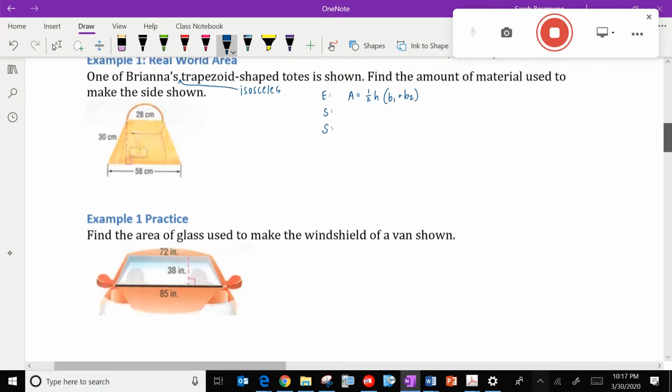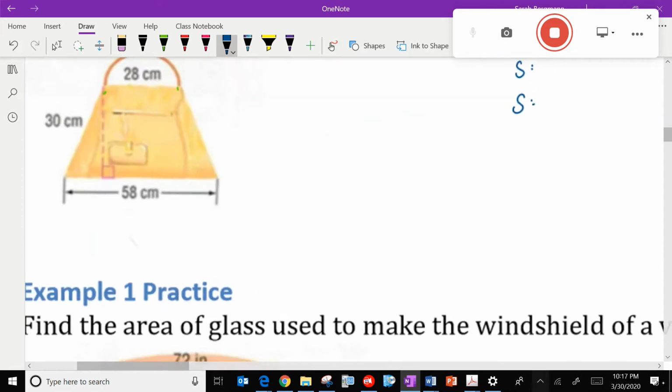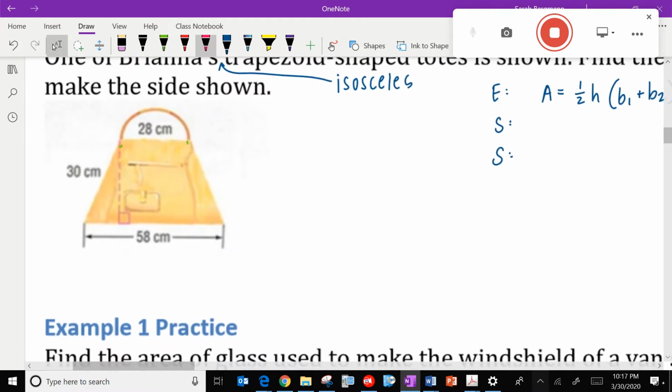Okay, let's try this practice problem, this example together. It says one of Brianna's trapezoid, it should say isosceles trapezoid shaped totes is shown. Find the amount of material used to make the sides shown. So I know that my equation, if I'm looking for the amount of material, should be the area of a trapezoid formula. Now, this is great. It looks like it should be easy.